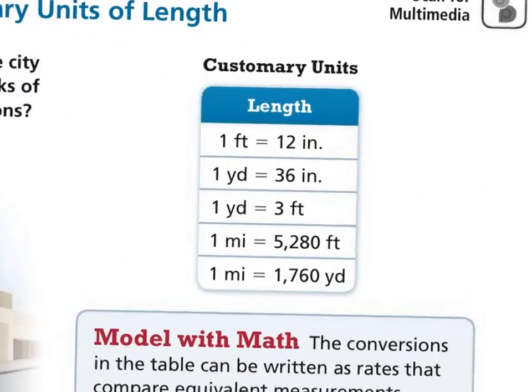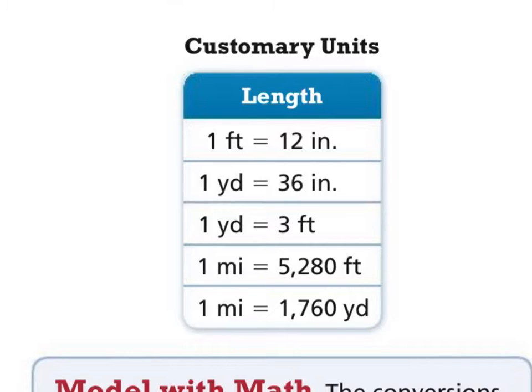Okay, so you can see here are some conversions in the customary system that you guys are probably familiar with, some of these at least. 1 foot is 12 inches. A yard is 3 feet or 36 inches. 1 mile is 5,280 feet or 1,760 yards.